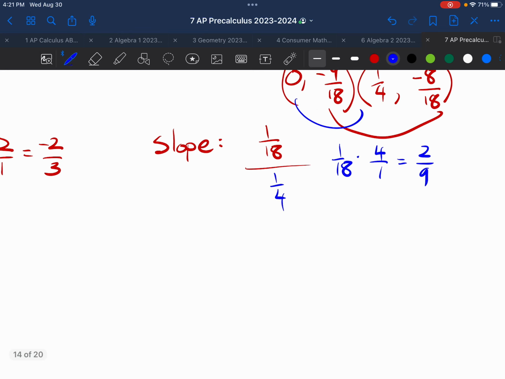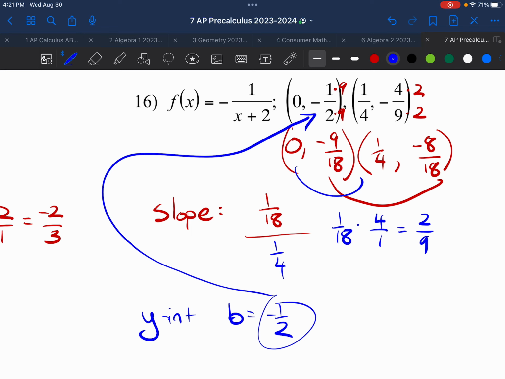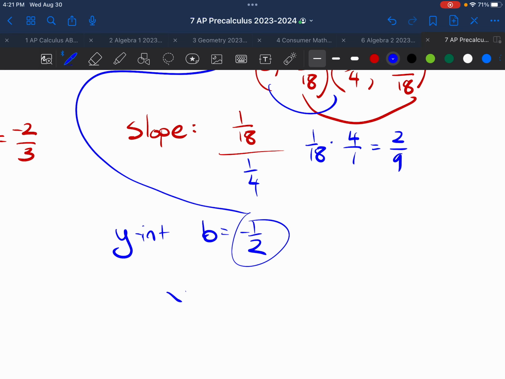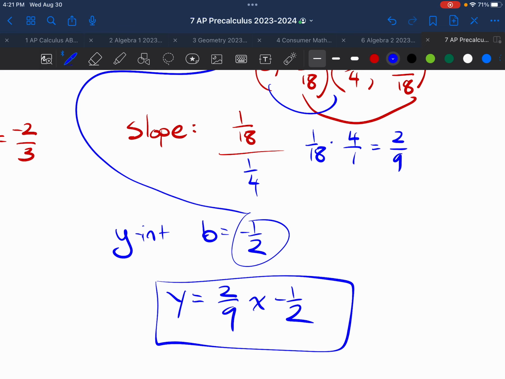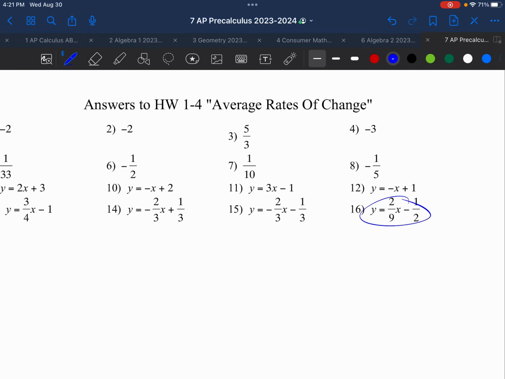All right, so to find the y-intercept, you don't have to do anything because it gave it to us. The y-intercept is negative 1/2. B is equal to negative 1/2. Why is that? Because this number came from you, sir, or madame, which means our final answer is y equals m, which is 2/9 x, plus b, which is minus 1/2. So let's check. Y equals 2/9 x minus 1/2. We got it correct.